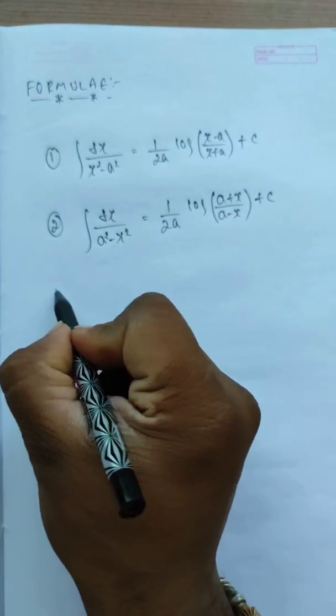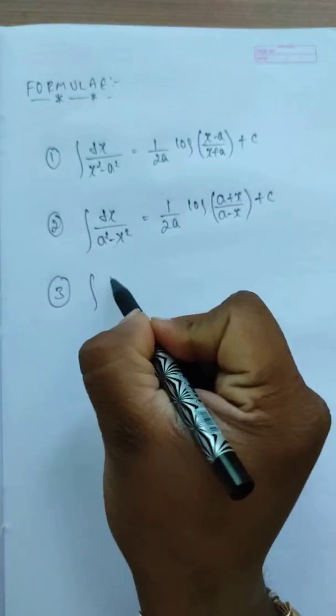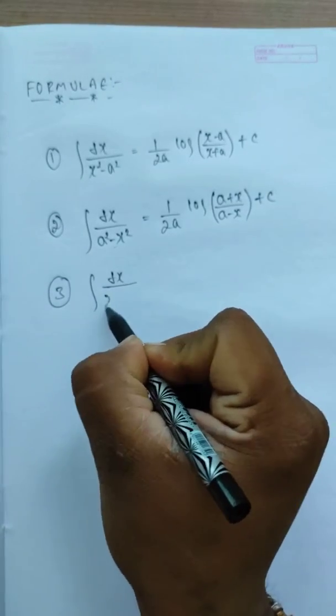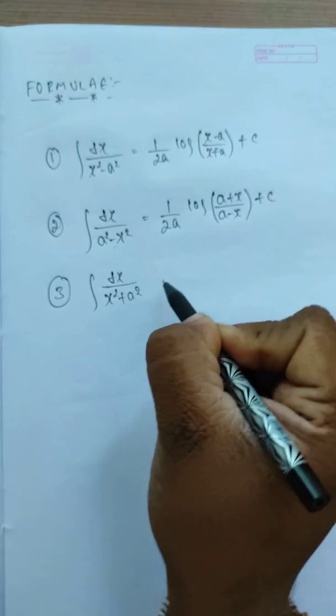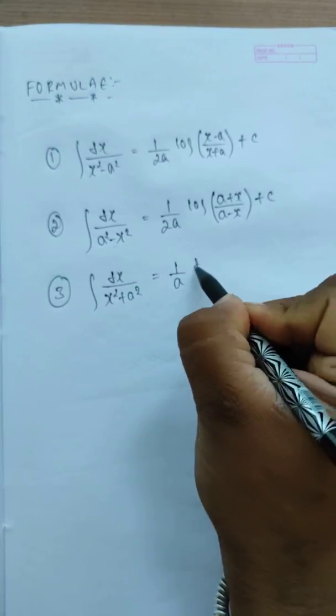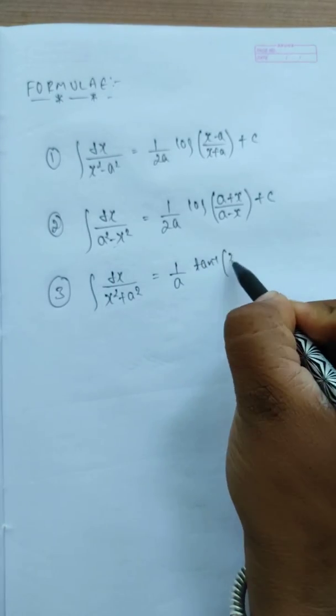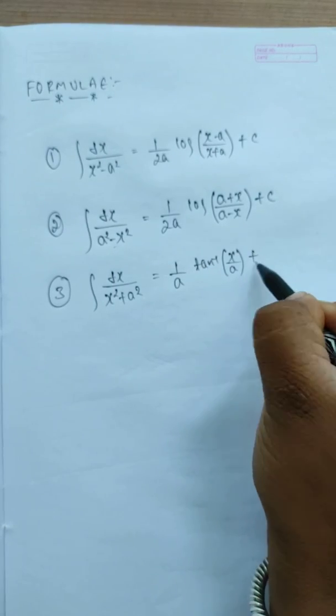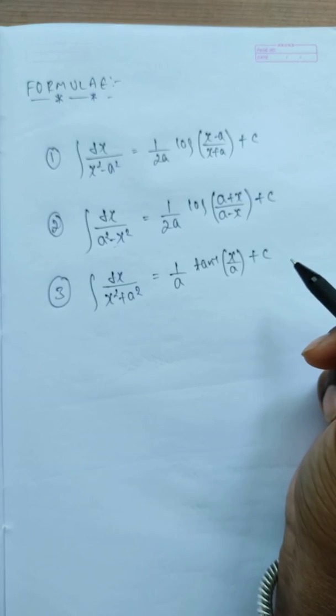Next, the third standard form: the integration of dx by x square plus a square. What is the integration of dx by x square plus a square? It is 1 by a tan inverse x by a plus c. So this is the third standard form.